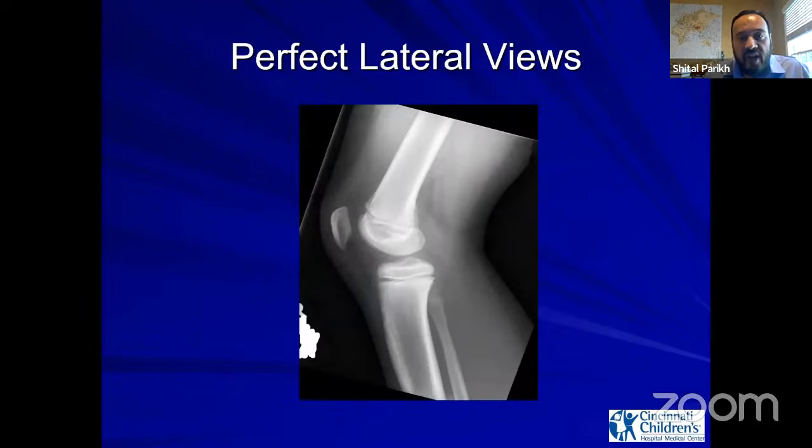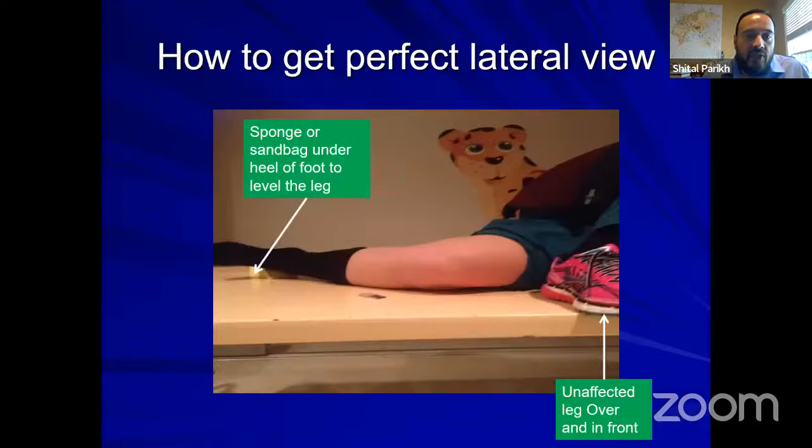We also need a perfect lateral view because the lateral view is important for patellar height, trochlear dysplasia, and to look at your overall sagittal plane alignment. So how do you get a perfect lateral view? To get a perfect lateral view, you can put a sponge or a sandbag under the heel of the foot to level the leg, and the unaffected leg can be over and in front of your involved leg.